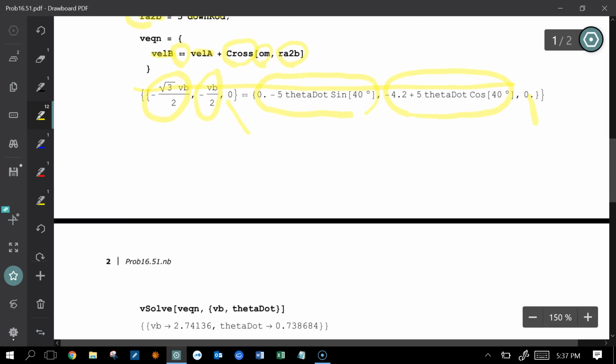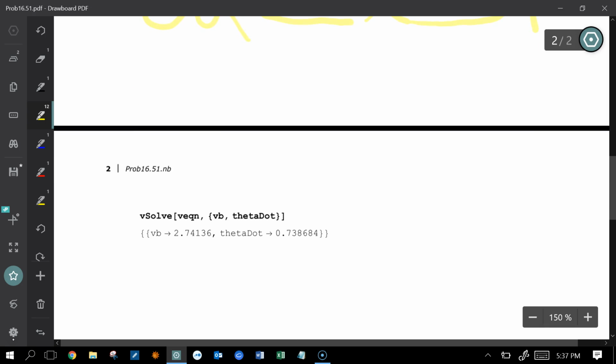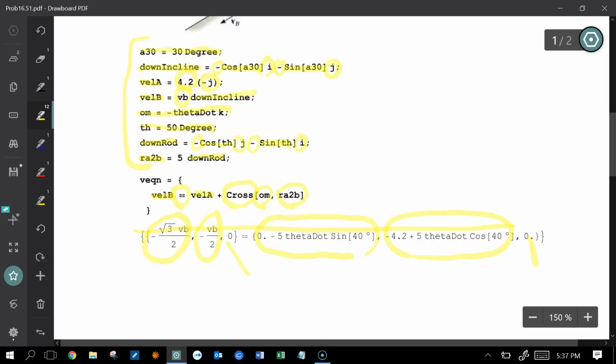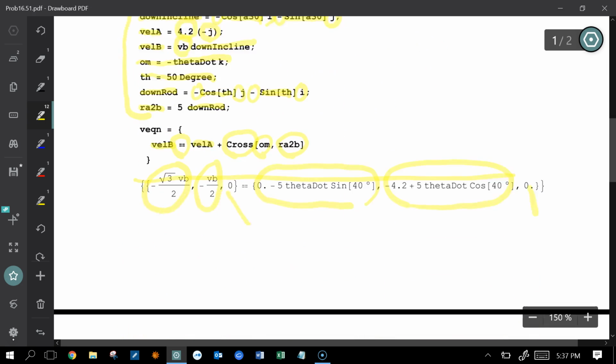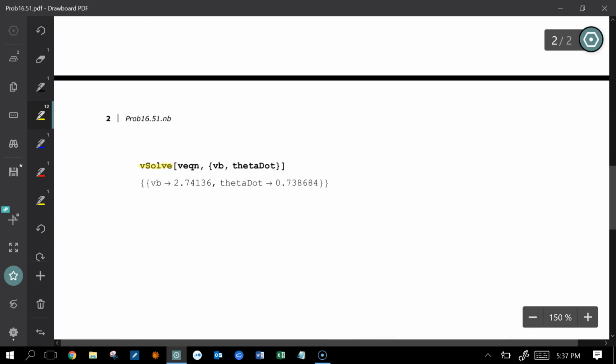And then you want to solve the equation. So this guy has been defined at the top. That's why you want to include it. Right? This be solved right there. It's already there. I've defined it. And basically it solves a vector equation. And you want to solve for VB and theta dot. Then there's your two answers right there. Okay, that's it for this one.